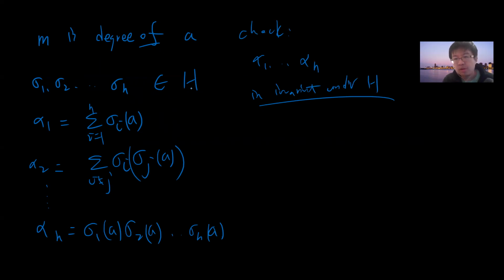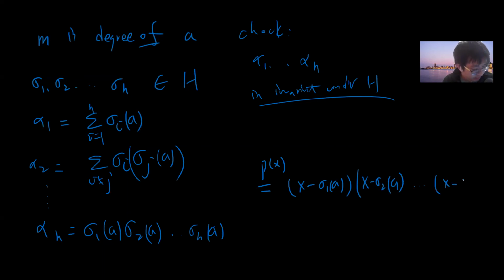This is almost trivial, because H is a subgroup of the Galois group which fixes F, but this symmetrization makes them the same. For example, if you multiply by another sigma, then it becomes just a permutation of the group, and the same for the other alphas. So you can define P(X) to be (X minus sigma_1 A)(X minus sigma_2 A) up to (X minus sigma_h A). All of these are coefficients alpha_1, alpha_2, up to alpha_h, so P(X) is a polynomial in K_H[X].